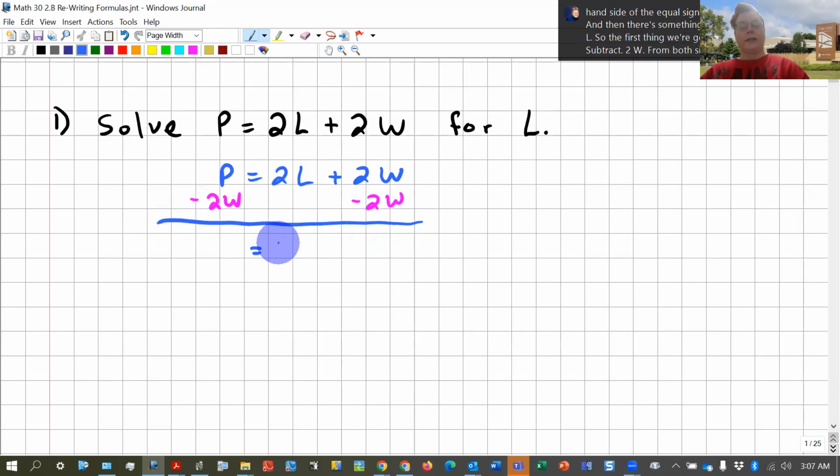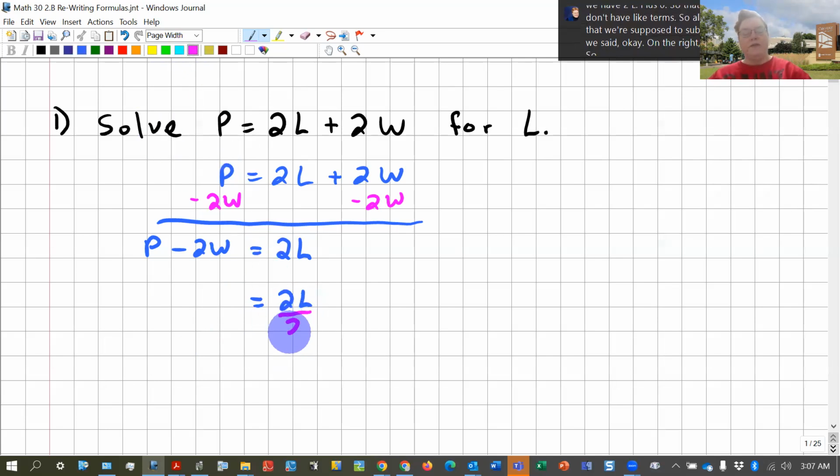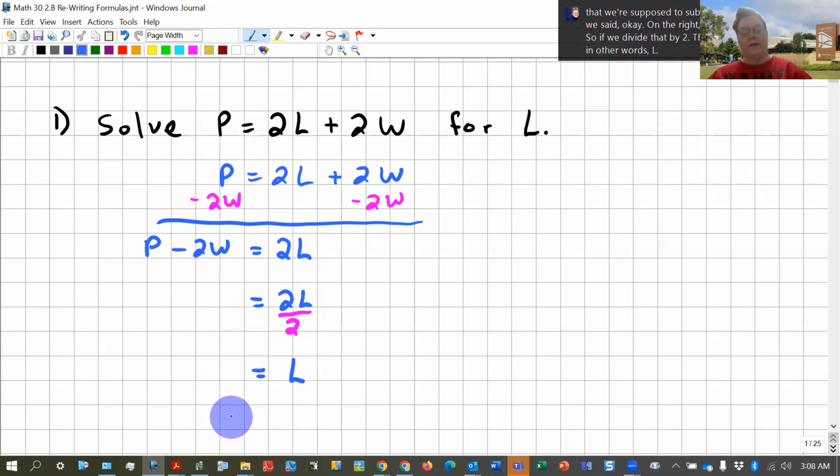And on the right, now we have 2L plus 0. So that's just 2L. And on the left, we don't have like terms. So all we could do is write down that we're supposed to subtract 2W from the P. And then we said, okay, on the right, the L is being multiplied by 2. So if we divide that by 2, then we would have just one L. In other words, L would be by itself.